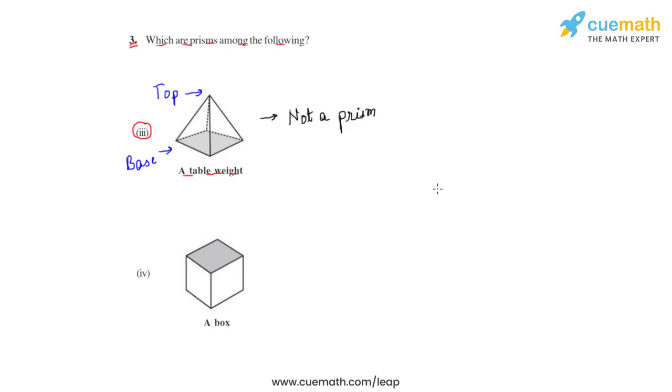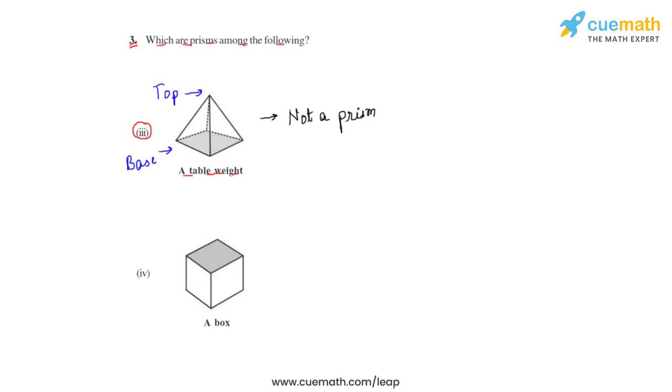But yes, it definitely represents a pyramid, as we see that the base is a polygon and the lateral faces are triangles with a common vertex. But yes, it is definitely not a prism.